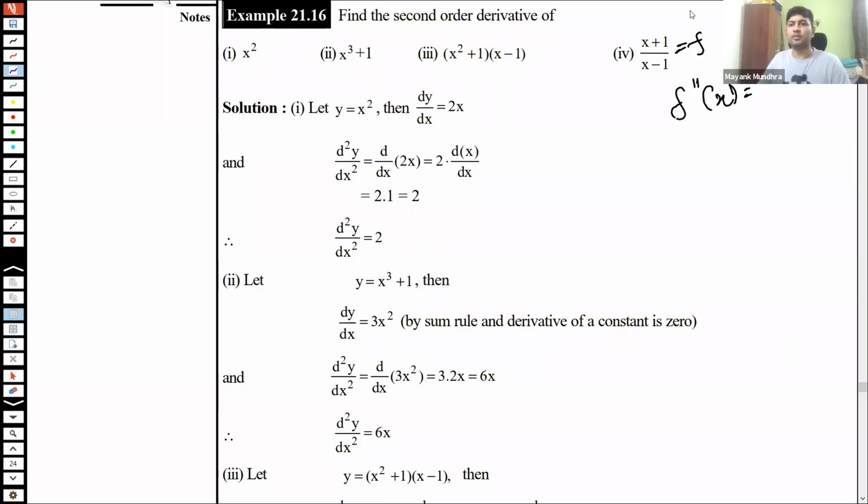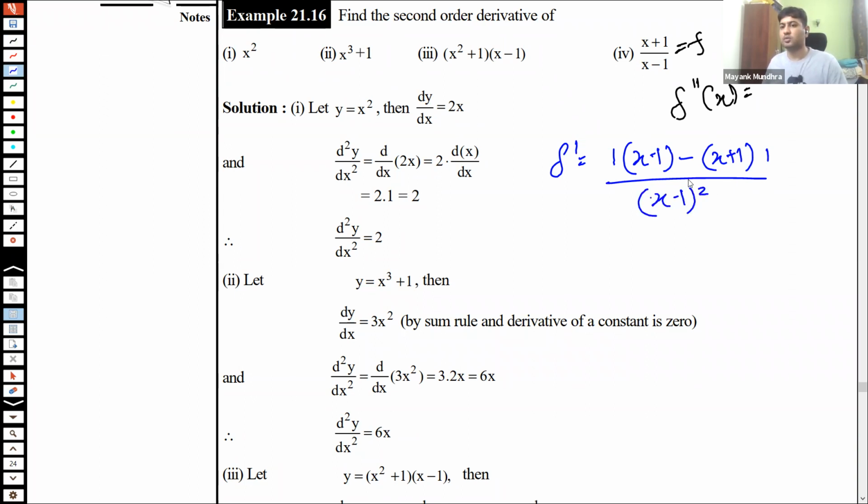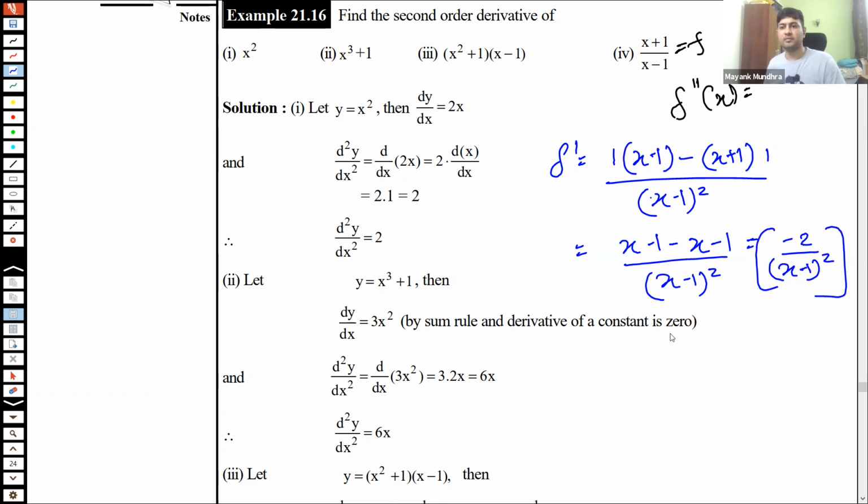So first I am going to find f prime, which is the differentiation of this thing. That is 1 times x minus 1 minus x plus 1 times differentiation of denominator, which is 1, whole divided by x minus 1 whole square. So this becomes x minus 1 minus x minus 1 upon x minus 1 whole square. That becomes minus 2 upon x minus 1 whole square. Right, so this is your f prime.